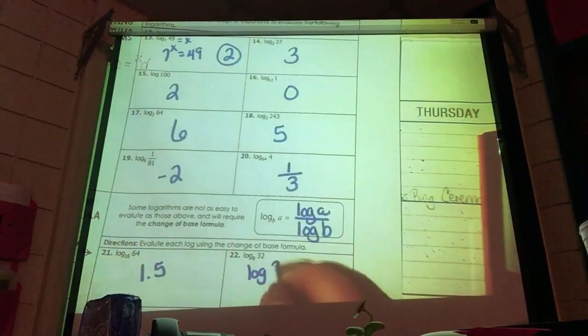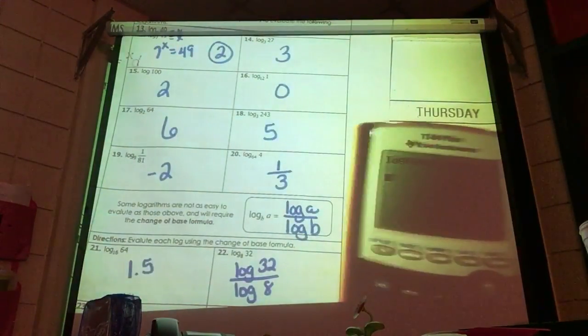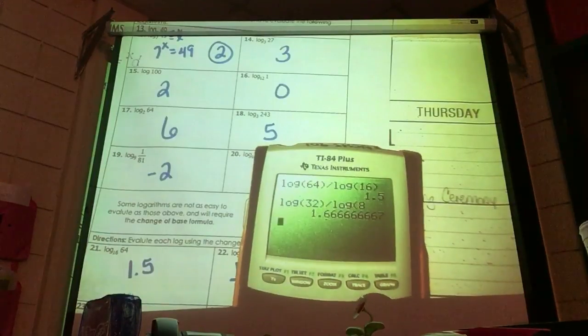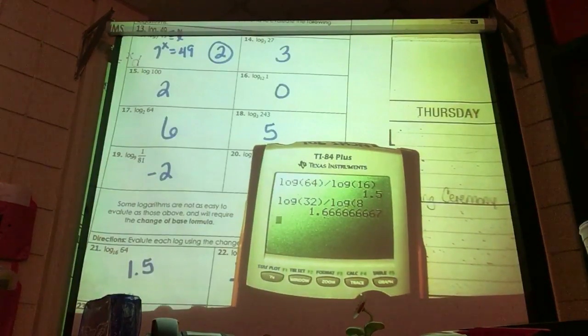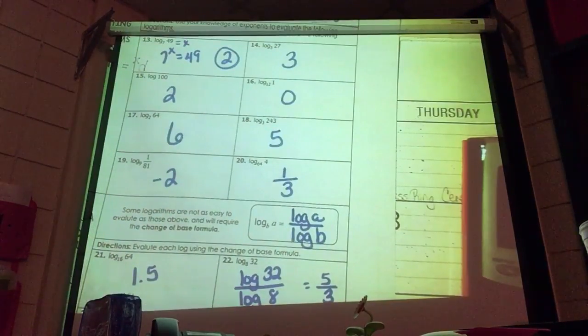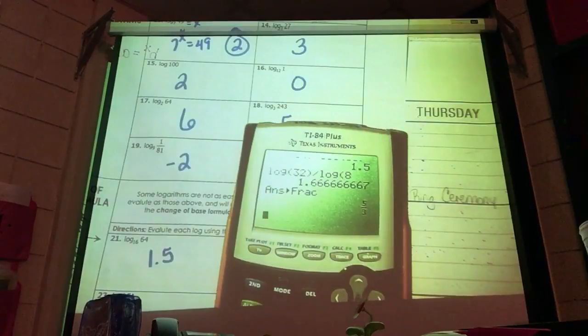log of 32 divided by the log of 8. So log of 32 close divided by log of 8. I got 5 over 3. So math, enter, and you get 5 over 3. All right, number 23. I have log of 54 divided by the log of 2.